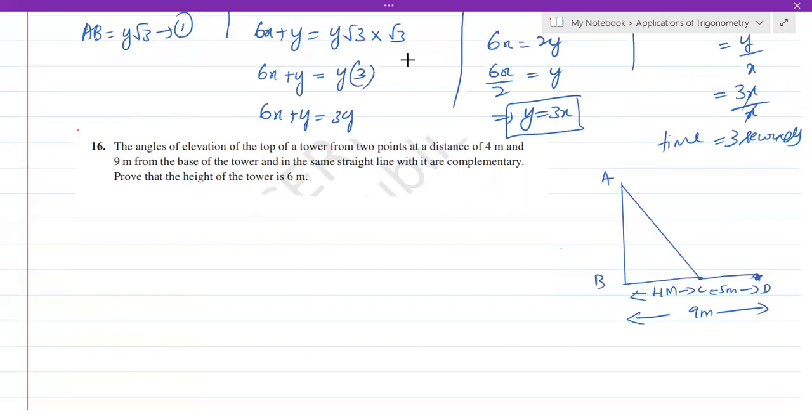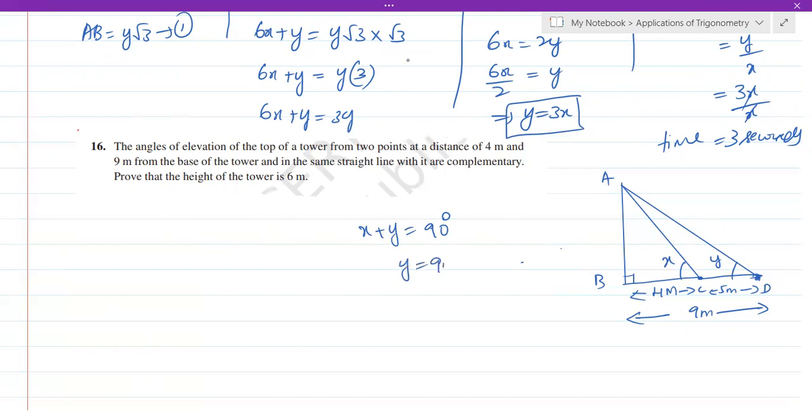From D also, you're watching the top of the tower. That is also an angle of elevation, isn't it? And here the angle is 90 degrees. Now, what they have given us is that the angles of elevation are complementary. If you take this as x and this as y, what they are telling us is x plus y is equal to 90 degrees, because if they are complementary and you add them, you get 90, isn't it?